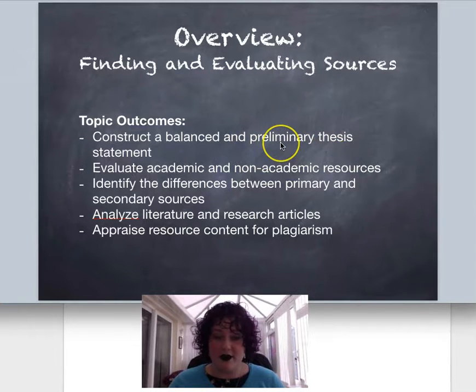Notice the word preliminary. This is important because we're going to get better and better at this. We're going to keep refining it. We're also talking this week about academic and non-academic resources and what those look like. So those are sort of our bridge between our discussion thread going into the first draft of our paper. We're also going to analyze those, so we're not just finding and identifying what those elements are, but we are also analyzing them and sharing them.